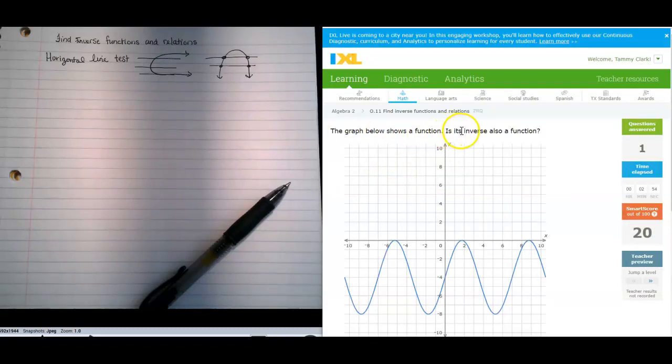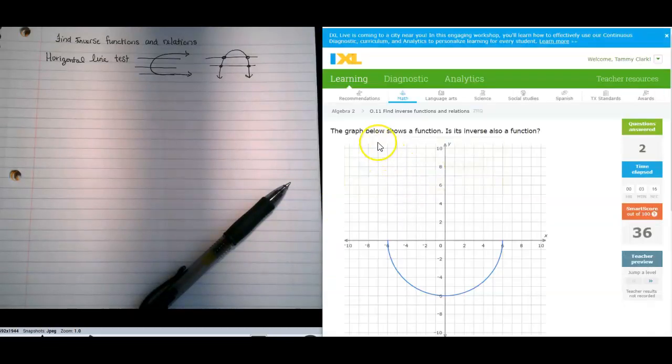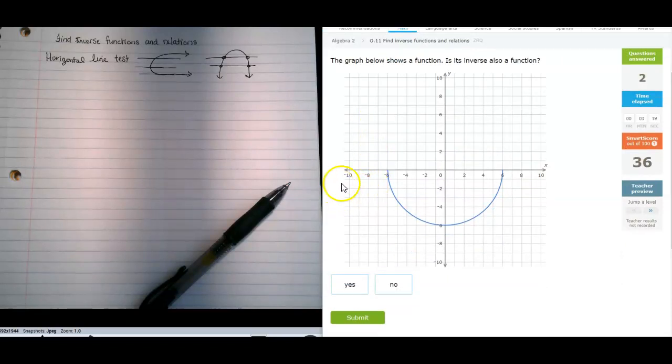The graph below shows a function. Is its inverse also a function? Let's do the horizontal line test. If you look, this is called a sine graph. You don't know about this until trigonometry, but I'm doing a horizontal line test. So its inverse would not be a function. The graph below shows a function. Is its inverse also a function? Let's do the horizontal line test. The answer would be no, because the line hits here and here.